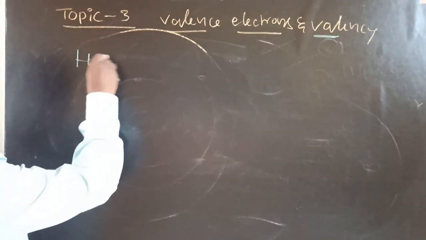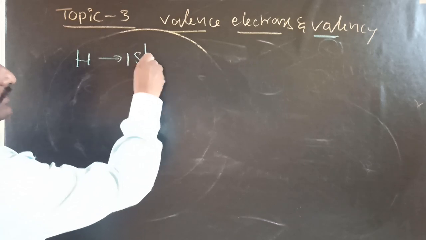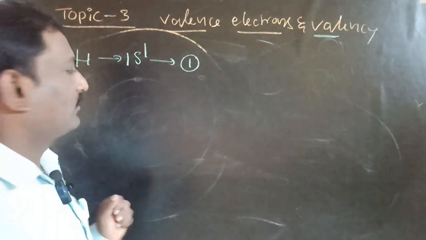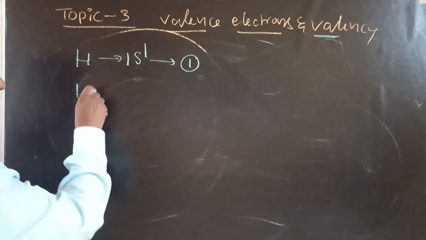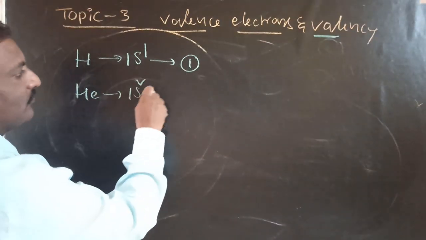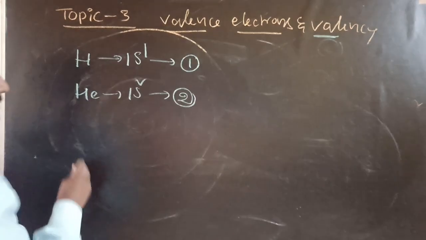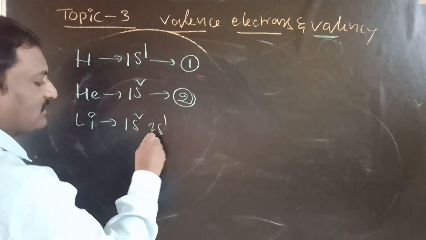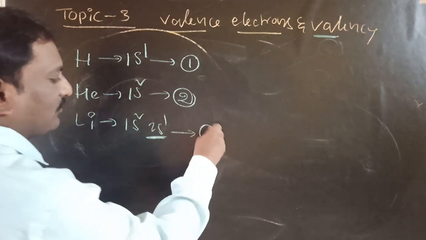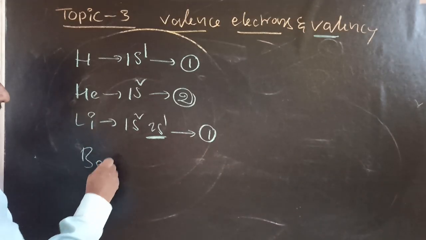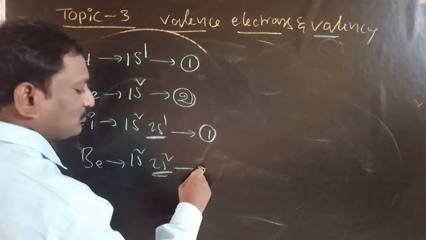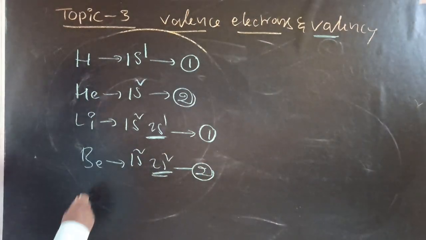Hydrogen, atomic number 1, electronic configuration 1s1. Valence electron 1 because it has only one shell, 1 electron. Helium 1s2, valence electrons 2. Lithium 1s2, 2s1, the last shell, valence electron 1. Beryllium 4, 1s2, 2s2, the last shell, 2 valence electrons.